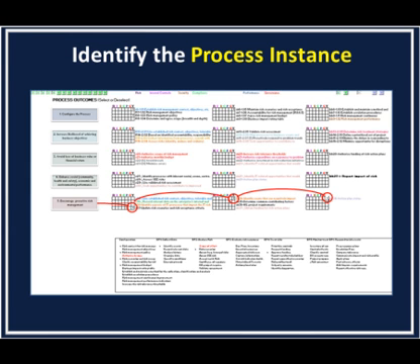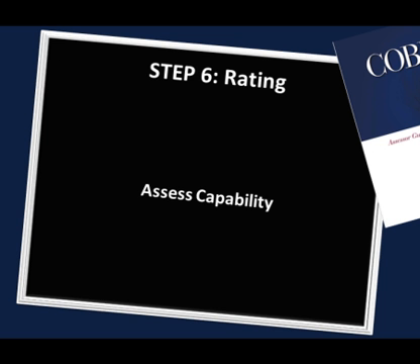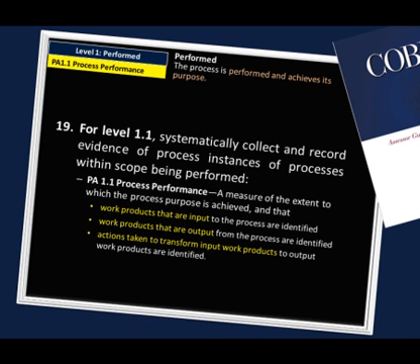Here we identify a process instance, the activities of the process that are required to achieve the selected process outcome. Step 6 is assessment rating. For level 1, systematically collect and record evidence of process instance of process within scope being performed. At level 1, the extent to which the process purpose is achieved is determined.